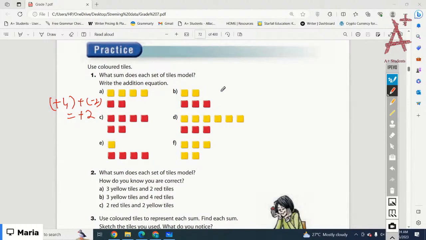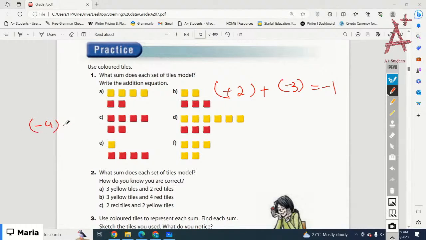You have 2 negative tiles that represent negative 2. Yellow tiles represent positive, so it is positive 3 plus negative 2, sorry, positive 2 plus negative 3, right? These two pairs of tiles make 0. You're left with just one tile, that means negative 1, right? Then you have four negative tiles plus two negative tiles, so all of them are negative, you count them together, they make negative 6, right?